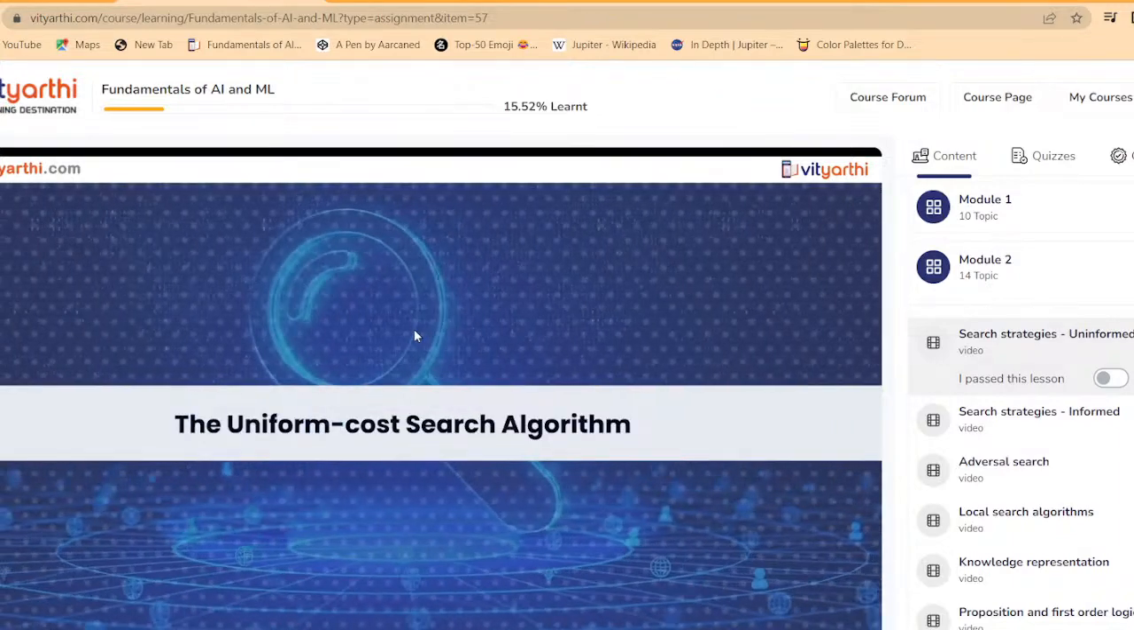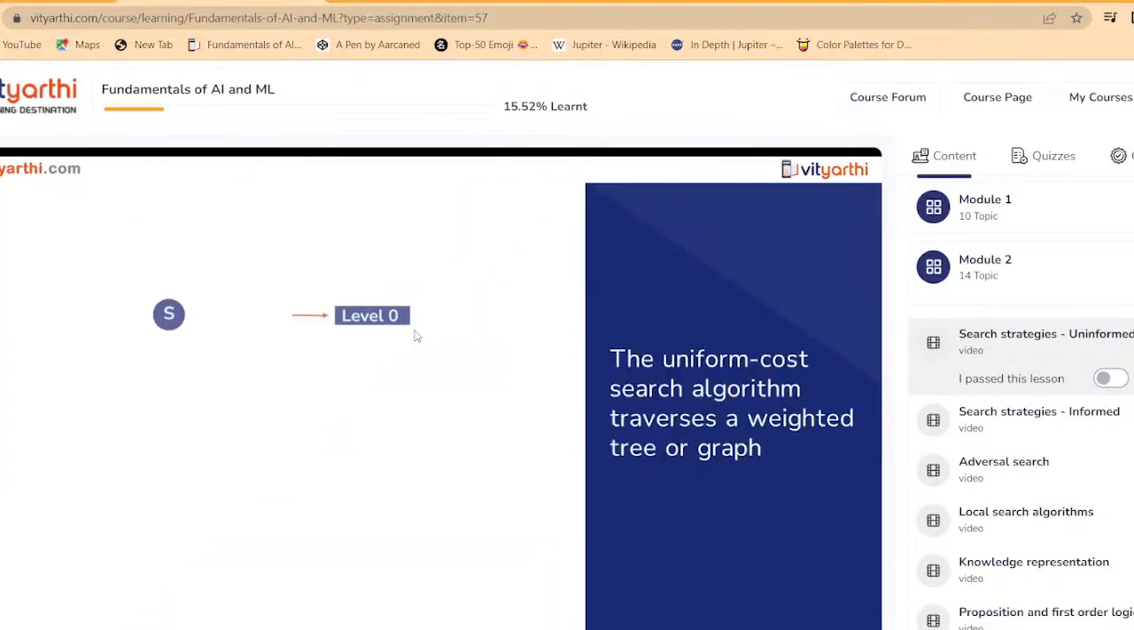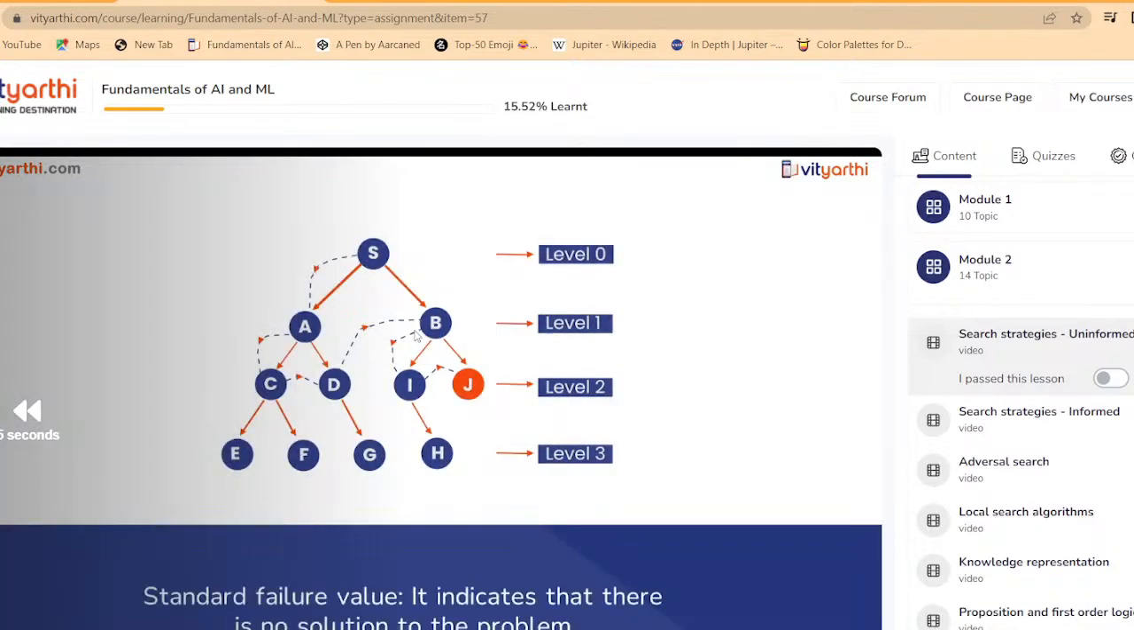The next algorithm is the uniform cost search algorithm. The uniform cost search algorithm traverses a weighted tree or graph. This algorithm is optimized.